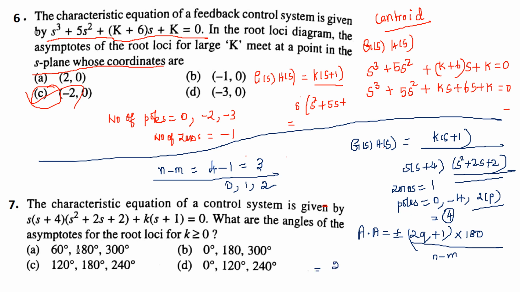So for q equal to 0: (2 into 0 plus 1) divided by 4 minus 1, that is 1 by 3 into 180, here plus or minus. So the first angle is plus or minus 60. Next find out the second angle. For the second angle put q equal to 1. So (2 into 1 plus 1) is 3, 3 by 3, and the second angle is plus or minus 180 degree. And next find out the third angle. Put q equal to 2: 2 into 2 plus 1 is 5, so 5 by 3 into 180, which is 300. So the three angles are 60, 180 and 300 degrees.